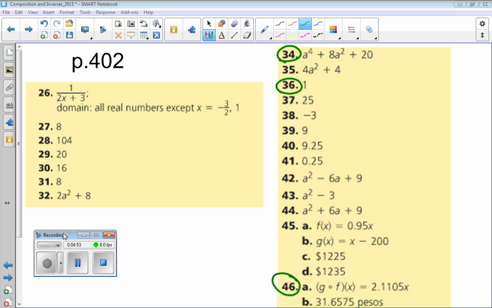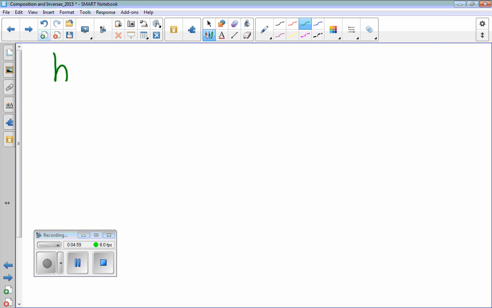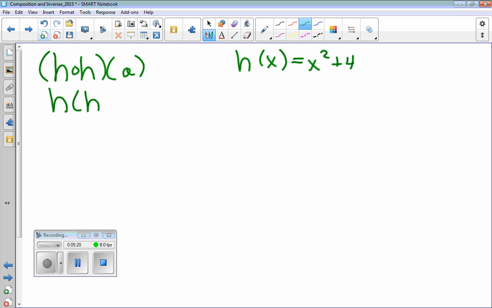In problem 34, you were asked to find h of A. Kind of strange the way that notation looked in the book. Did the A's throw you guys off at all? I told you beforehand, just treat it like an X, right? So nothing really any different. Let me go ahead and tell you what H is so you know. H of X was X squared plus 4. Okay? So it said we needed to compose this with itself. So that just means H of A.